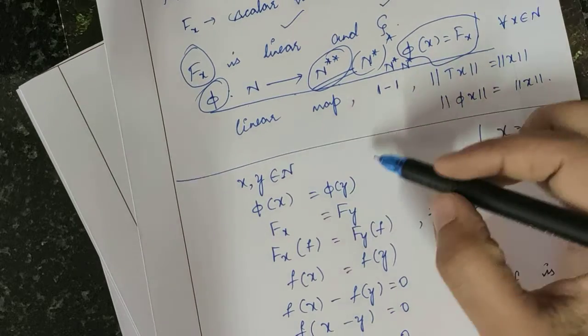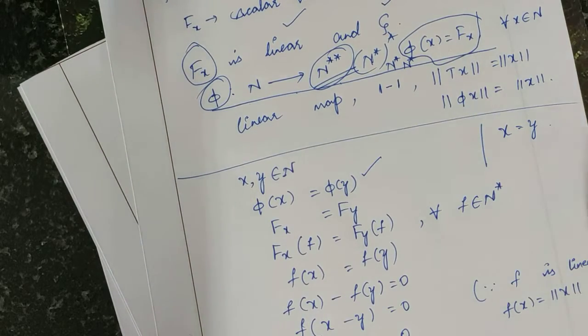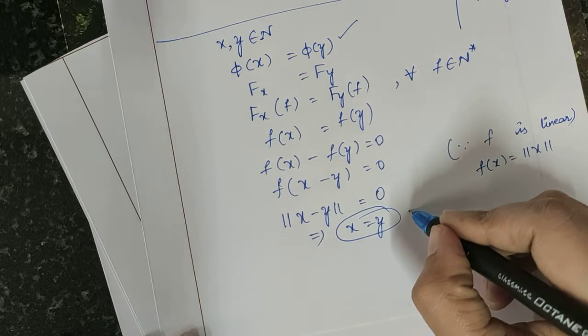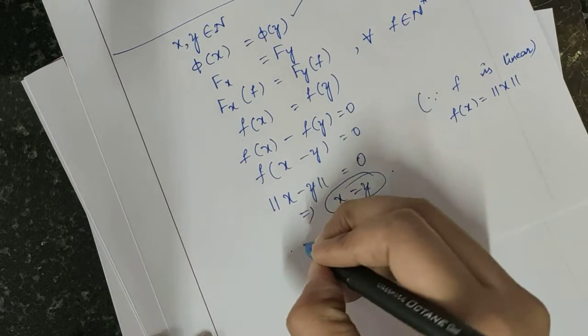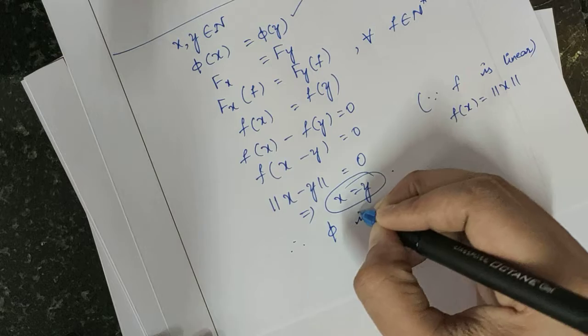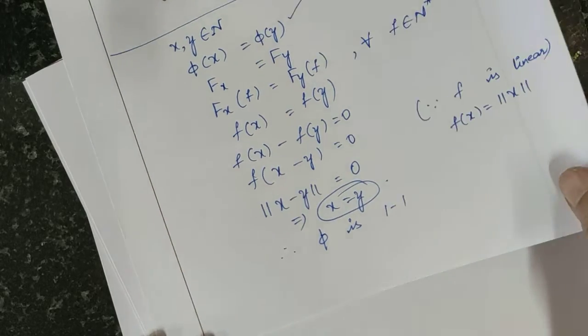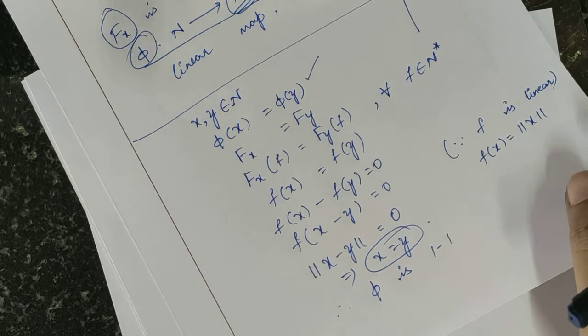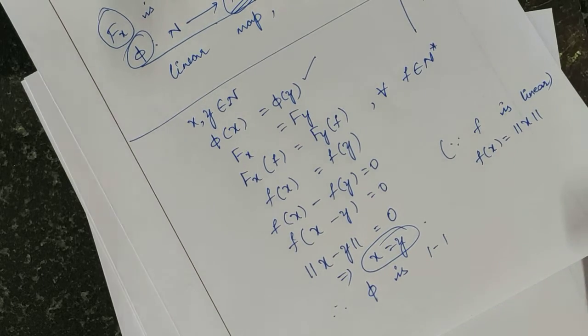Norm of (x minus y) = 0 implies that x = y. So in the beginning we considered phi(x) = phi(y), and here we are concluding that x = y. From this we can say that phi is one-one. Now let's prove the linear mapping conditions, that is vector addition as well as scalar multiplication.